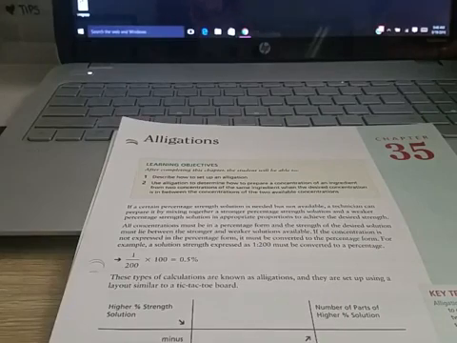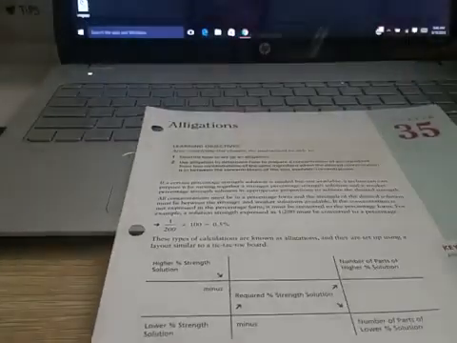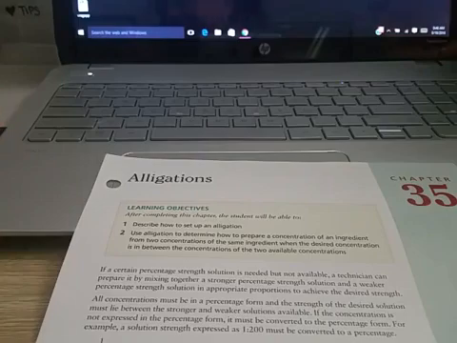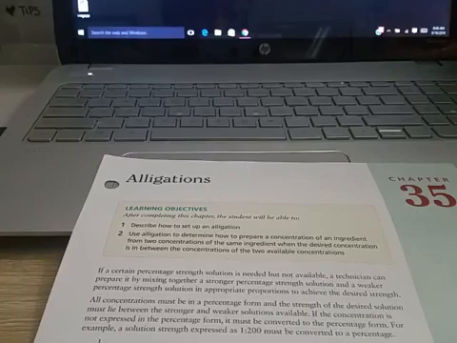Okay, guys, here we go with chapter 35, Alligations. In this one, we're going to learn how to set up an alligation and use alligations to determine how to prepare a concentration of an ingredient from two concentrations of the same ingredient when the desired concentration is in between the two available ones.